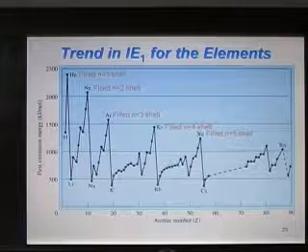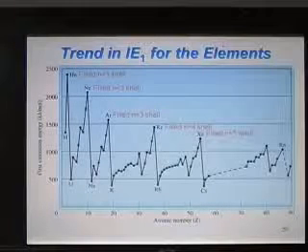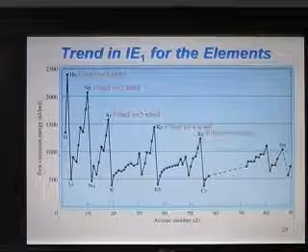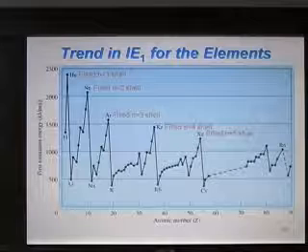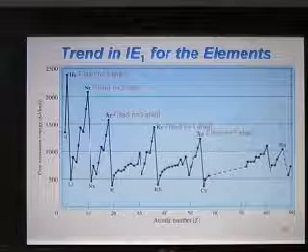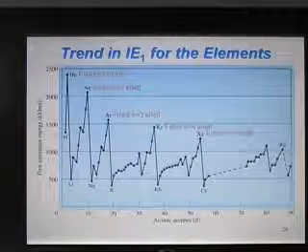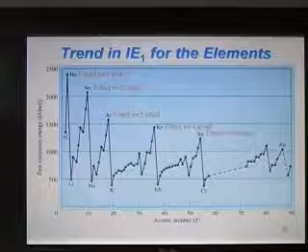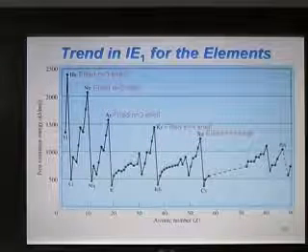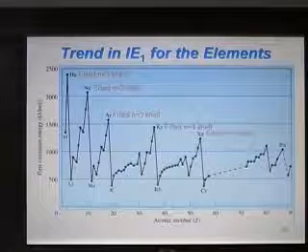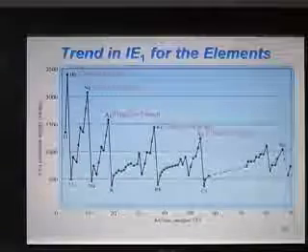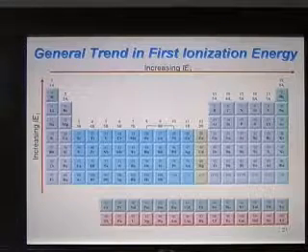So the general trend for ionization energy, for the first ionization energy for atoms, is as you go up the periodic table, there's an increase in ionization energy. And as you go from left to right, there's an increase in ionization energy. And that's shown here.